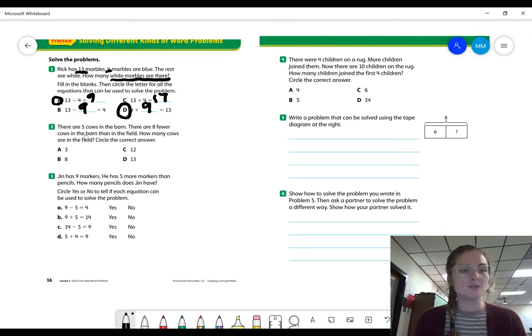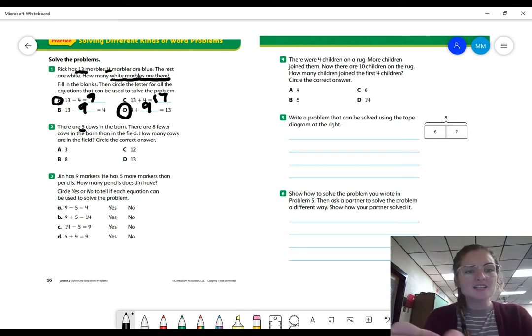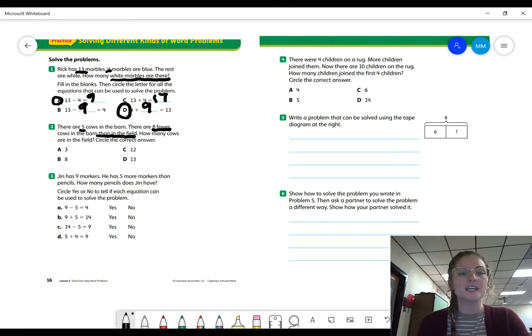All right, let's move on to number 2. It says there are 5 cows in the barn. I'm going to underline 5. There are 8 fewer cows in the barn than in the field. Ooh, there's that word than. It tells me I'm comparing. So we need to figure out how many cows are in the field. And we are going to circle the correct answer.